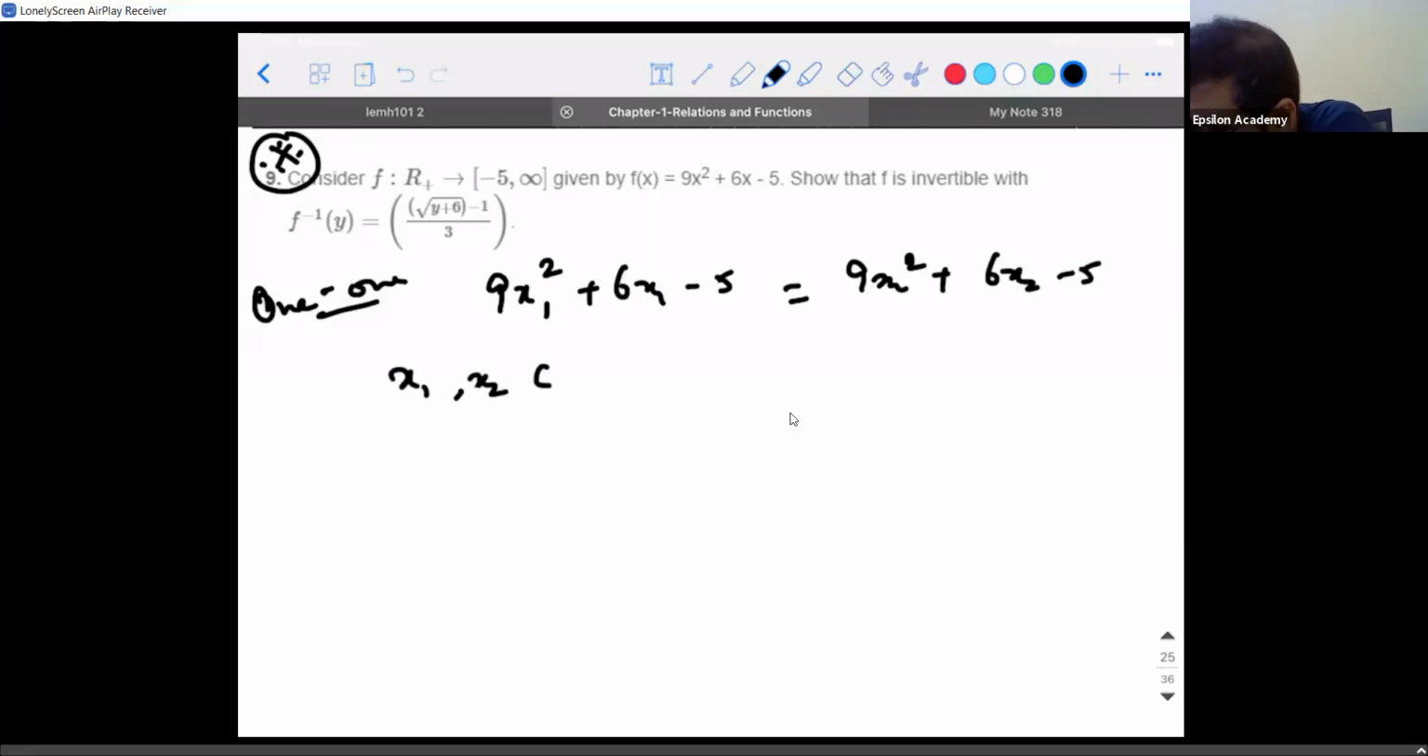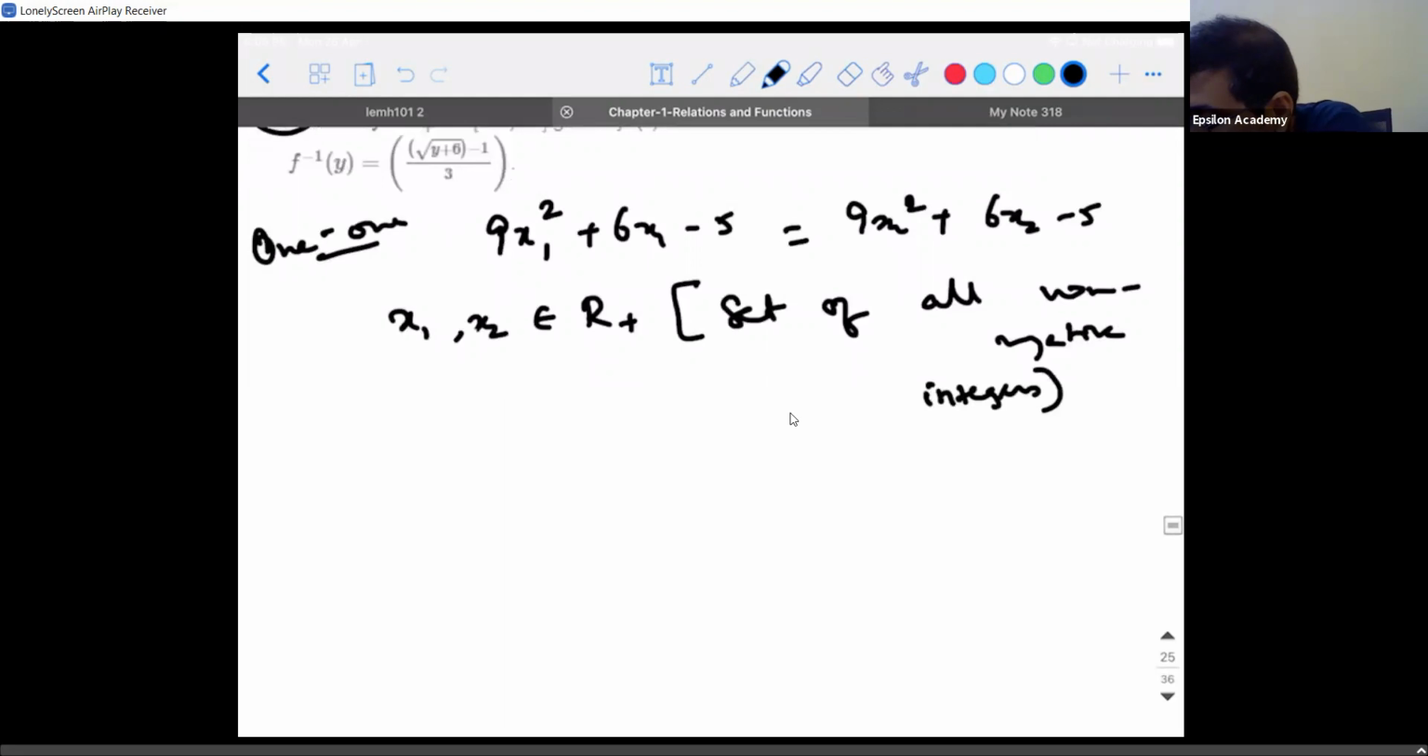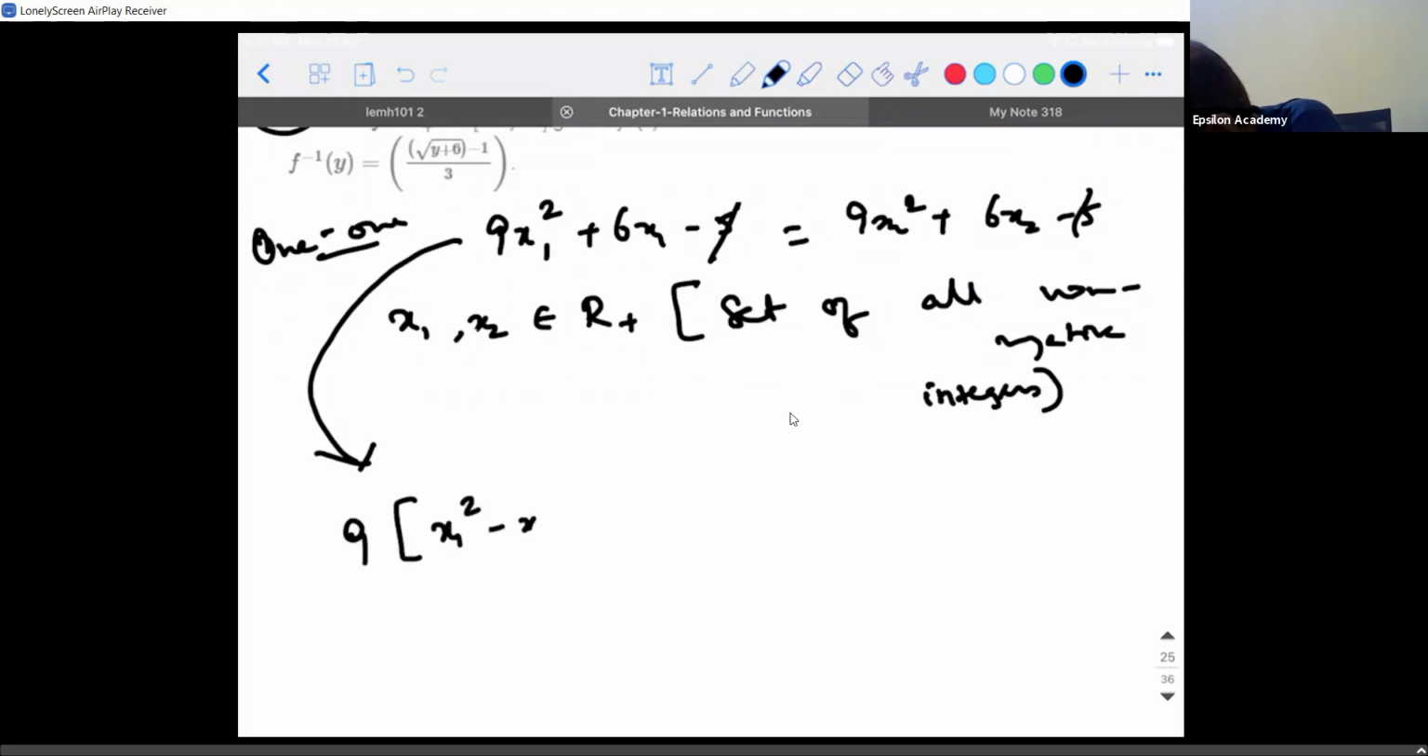x1, x2 belong to the set R+, the set of all non-negative integers. In this case, is 0 included or not? That we can see only from the onto function. Okay, so the −5 gets cancelled. I'll bring this down: 9(x1² − x2²) = 6(x2 − x1).